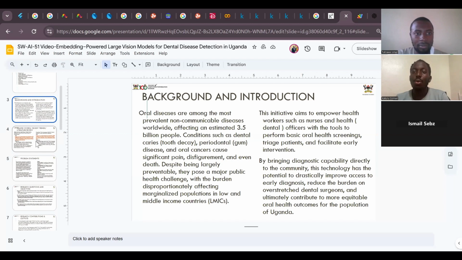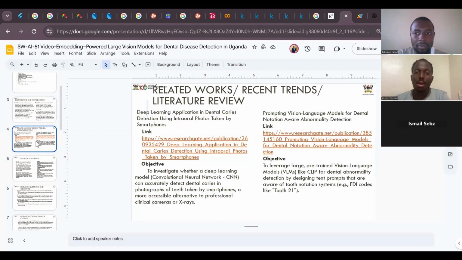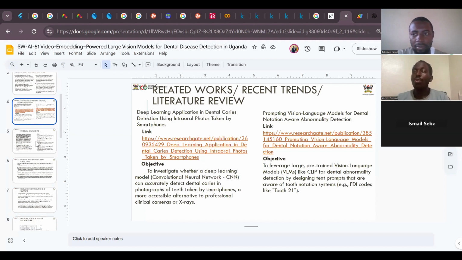So we're going to use a large vision model to detect the diseases using the training data. The model is going to be hosted online at first because we don't know how big it's going to be. Then after, we shall try to push it to edge devices like a smartphone.